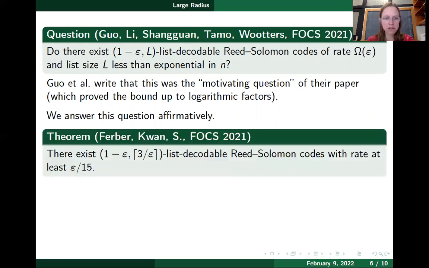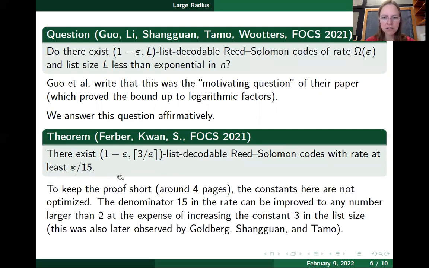We answer this question affirmatively and show that there exist (1 minus epsilon, 3 over epsilon) list decodable Reed-Solomon codes with rate at least epsilon over 15. So you can take list size still of order 1 over epsilon, in fact 3 over epsilon, and get rate epsilon over 15. The constants here are actually not optimized. Our proof is very short, just 4 pages, and to keep things simple, we didn't optimize the constant. But if one goes through the argument carefully, the denominator of 15 for the rate can be improved to any number larger than 2 at the expense of increasing this constant 3 in the list size. That was also observed later by Goldberg, Kwan, and Tamo.